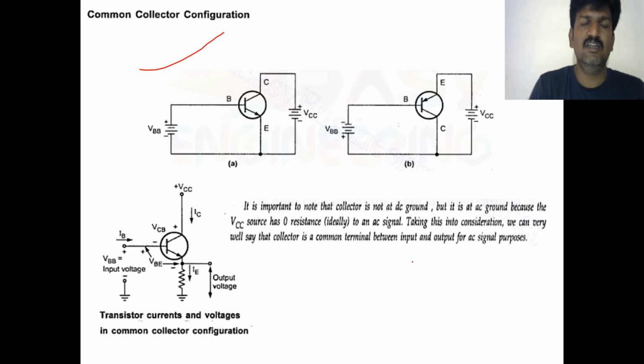In the common collector configuration, it is important to remember that the collector is not DC grounded, but it is AC grounded, because the VCC source has zero resistance, ideally, to an AC signal. Taking this into consideration, we can say that the collector is a common terminal between input and output for AC signal purposes only.